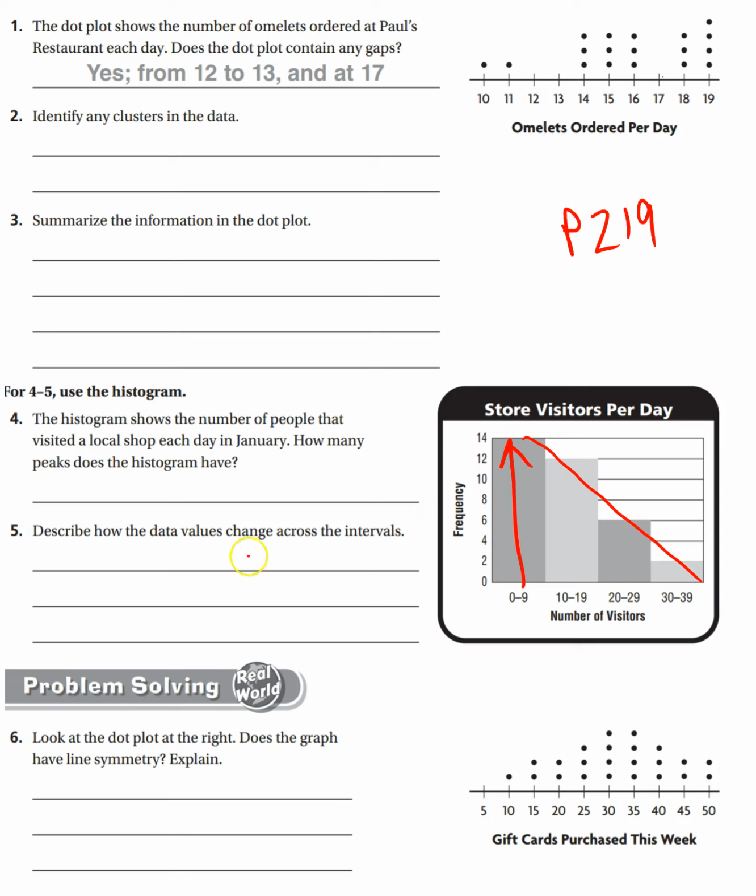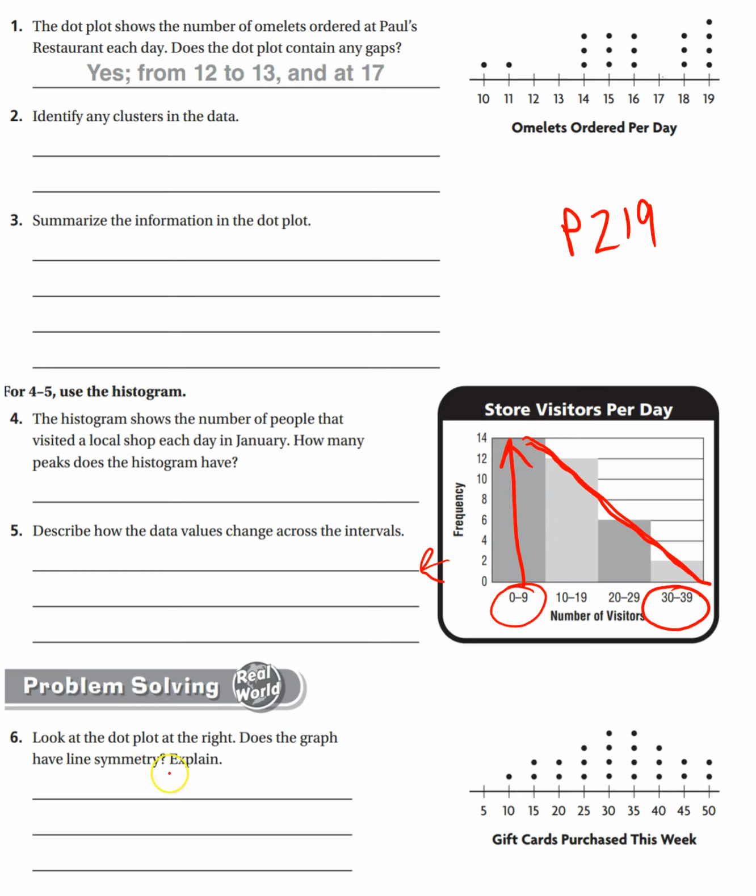Describe how the data values change across the intervals. So 0 to 9 is our peak, and then from there the data goes down to a low for the range of 30 to 39, something like that. You would write that in here, what I just said in words. You kind of put it in your own words if you want. So there's a peak at 0 to 9, and then the number of visitors decreases to a low of 30 to 39. All right, number 6, look at the dot plot at the right.